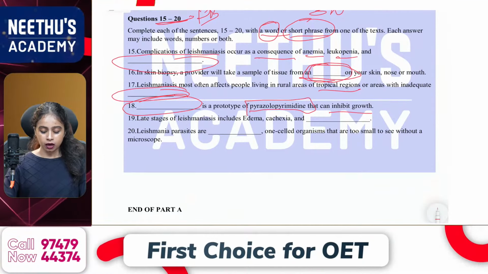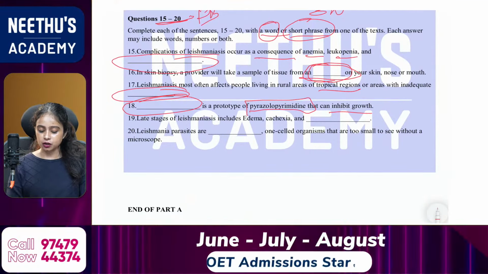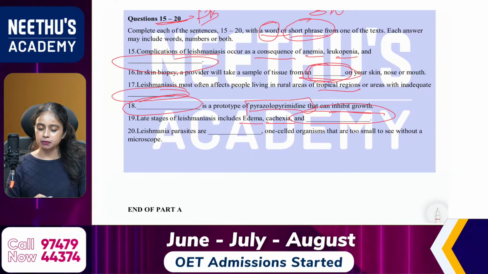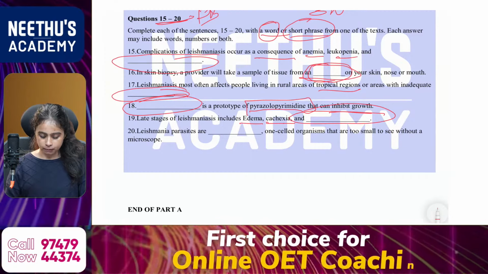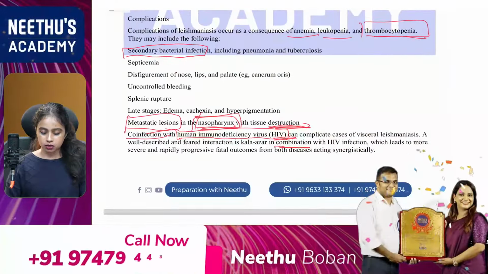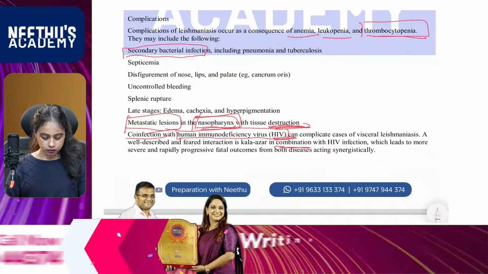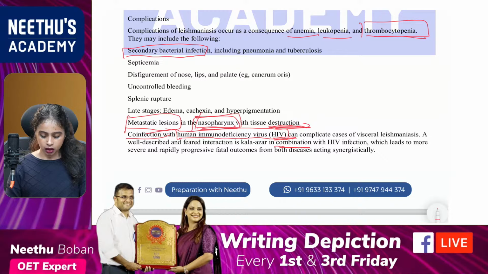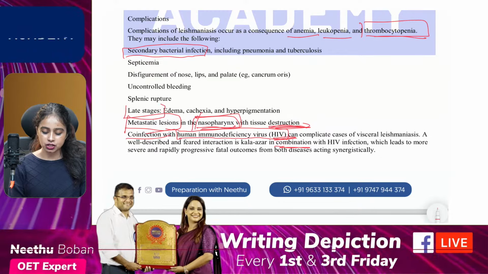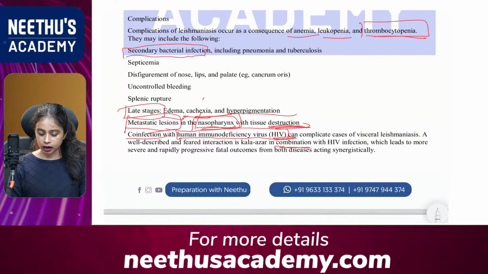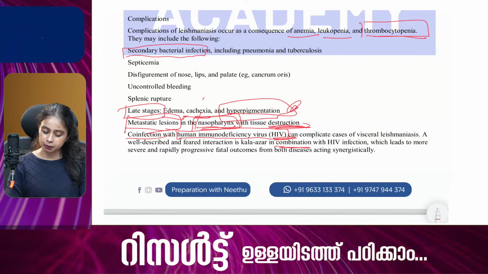19th one. Late stages of leishmaniasis includes edema, cachexia and something else. So what is that? Okay. So answer is from text D. So what is it? Any idea? Hyperpigmentation, okay, so the last stages, what are the last stages? Edema, cachexia and hyperpigmentation. So answer should be hyperpigmentation.